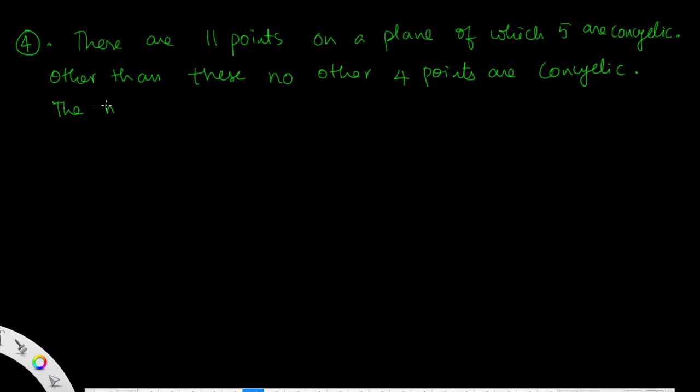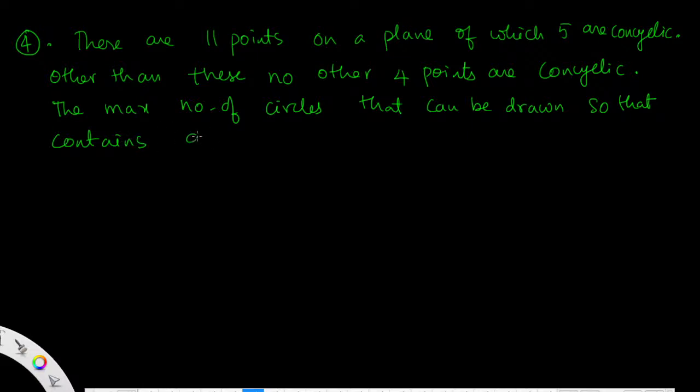Then find the maximum number of circles that can be drawn so that each contains at least 3 of the given points. There are 11 points on a plane, of which 5 are concyclic. Other than these, no other 4 points are concyclic. The maximum number of circles that can be drawn so that each contains at least 3 of the given points is dash.